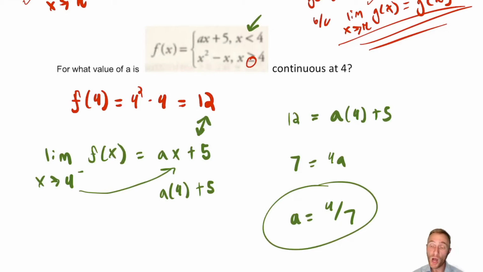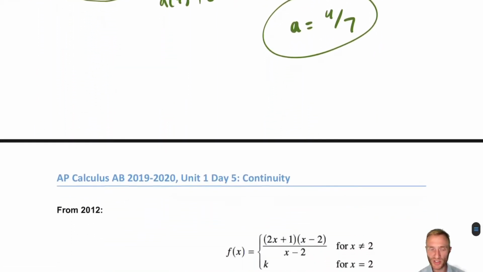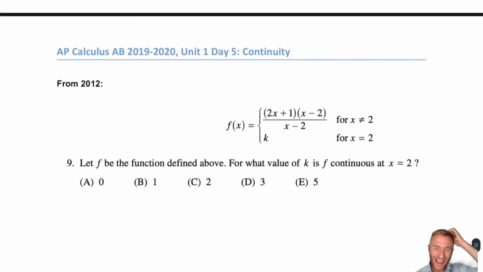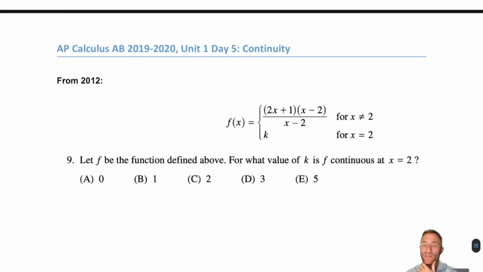If you know that a function is continuous, you can infer what that applies about the function. Let's look at 2 real AP questions to close us out. Let f be the function defined above. For what value of k is f continuous at x equals 2? I'll pause the video here, take 2 minutes to try and solve this problem. That's about how long you'd have on an AP exam, and come back.